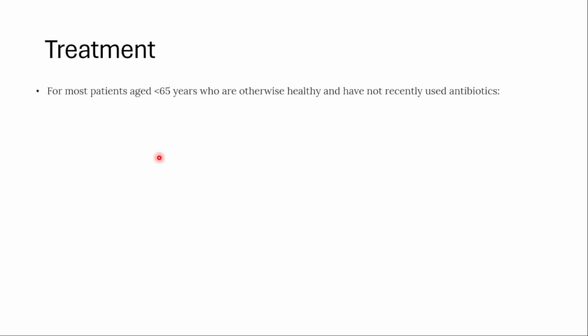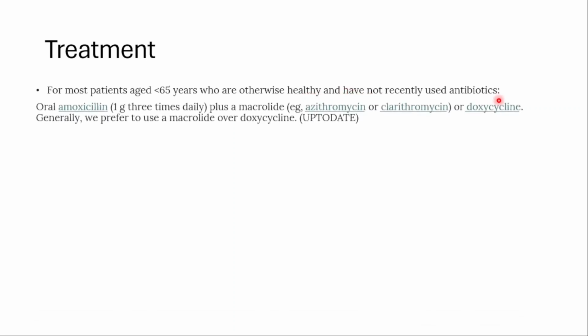Let's talk about the treatment for most patients aged less than 65 who are otherwise healthy and have not recently used antibiotics. We usually go with oral amoxicillin plus a macrolide like azithromycin or clarithromycin, or doxycycline. Generally, we prefer to use a macrolide over doxycycline. So we go with amoxicillin plus a macrolide.